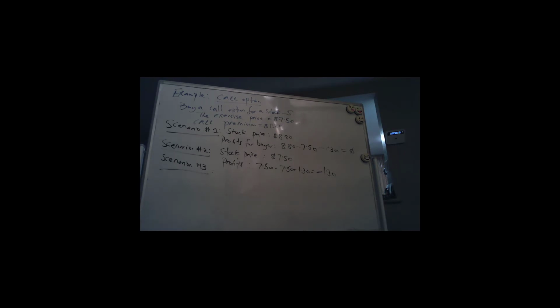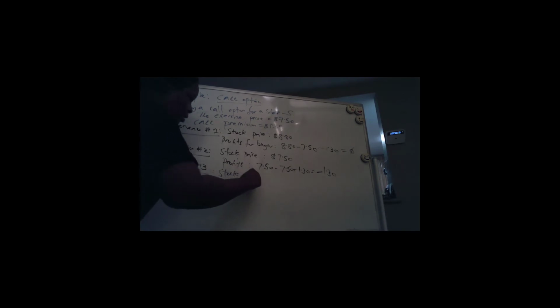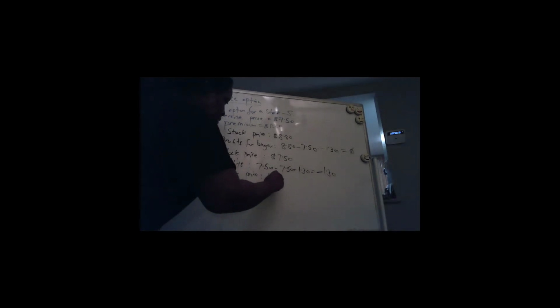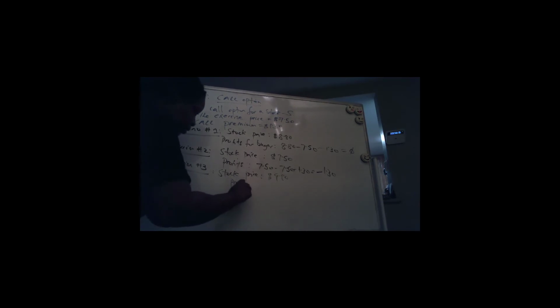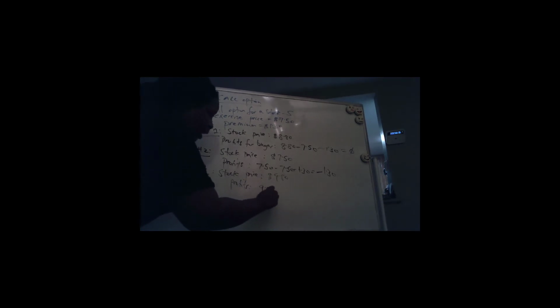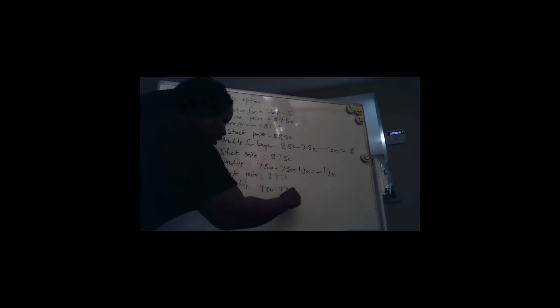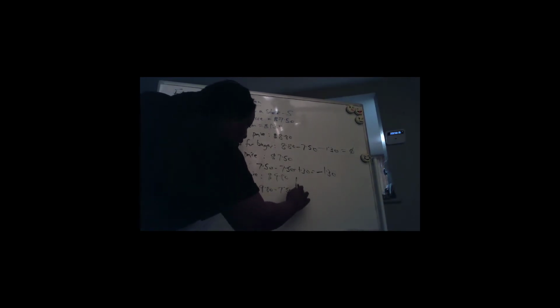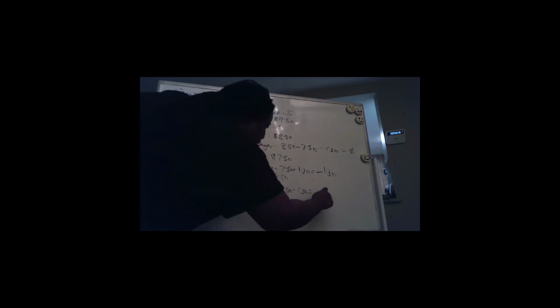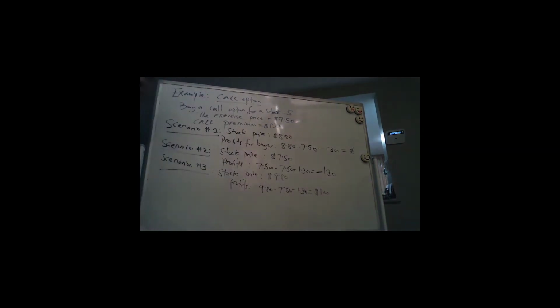Okay? So, scenario 3, let's say the stock price is $9.80. What you're making now: get the 980, I'll pay 750, and the $1.30, gonna make $1. I need stock. Okay? So, in that particular scenario, you're making profits.